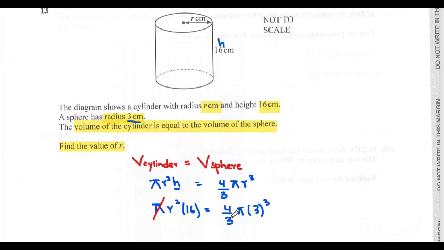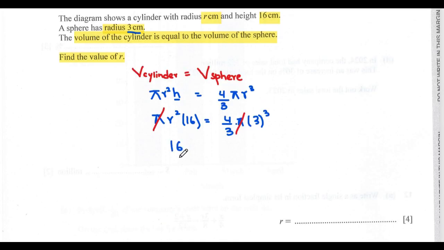We have pi on both sides, so I can cancel pi with pi. The remaining terms are 16r squared is equal to 4 over 3, and the cube of 3 is 27. Now I can cancel 3 and 27. 3 ones are 3 and 3 nines are 27. So the equation is 16r squared is equal to 4 times 9.